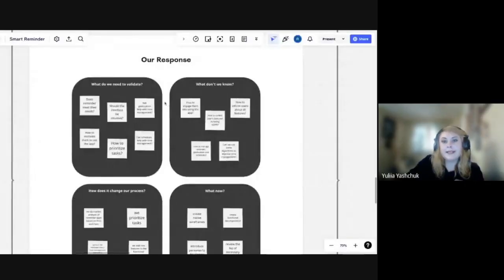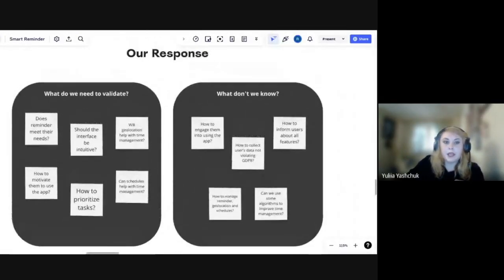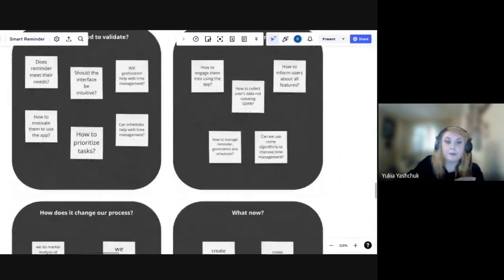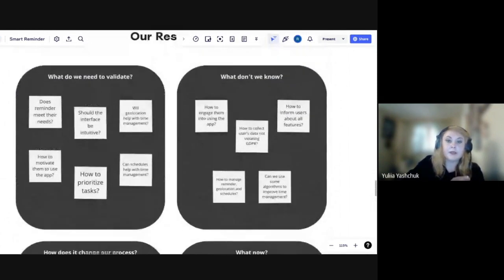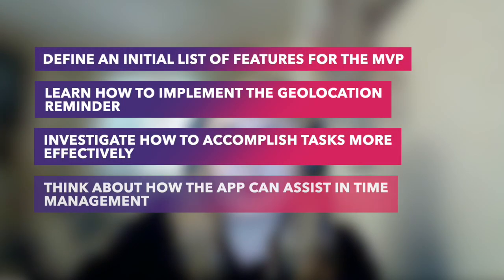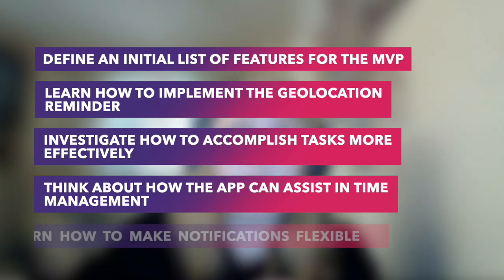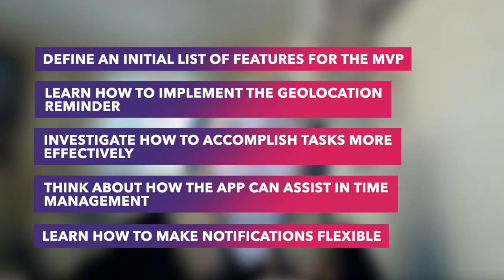Here in black color, at the stage of our response, we defined the tasks to be done with the tech team, such as define an initial list of features for the MVP, learn how to implement the geolocation reminder, investigate how to accomplish tasks more effectively. For example, it could be a prioritized task. Think about how the app can assist in time management. For instance, sync with calendar and reminders faster, show overlays, etc. And the last one could be learn how to make notifications flexible. For example, sending reminders by priority.